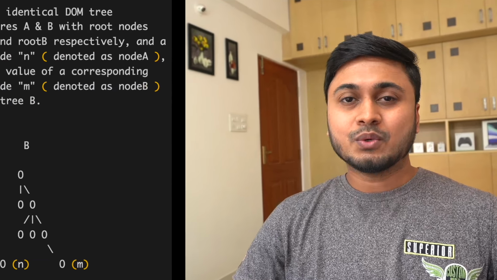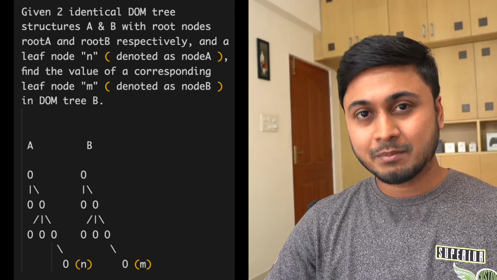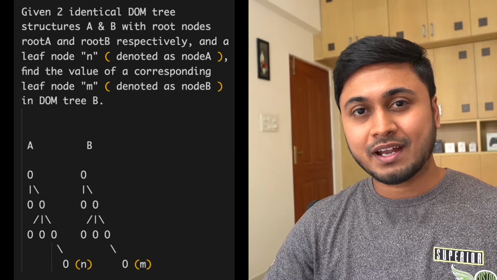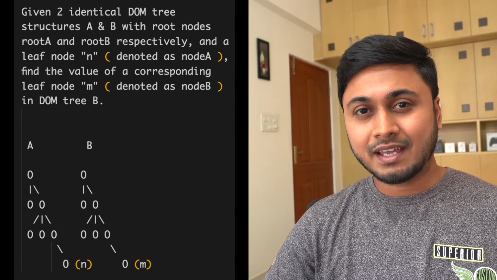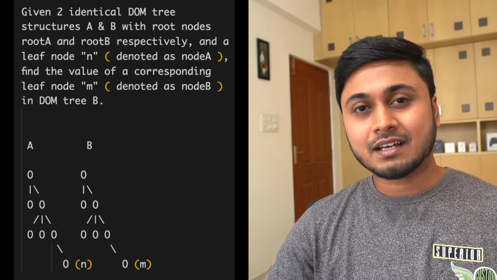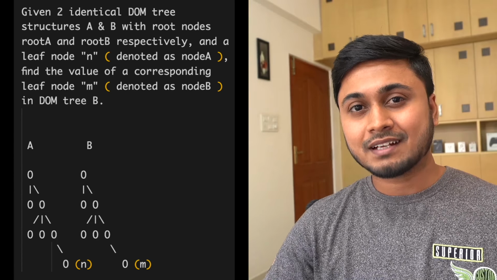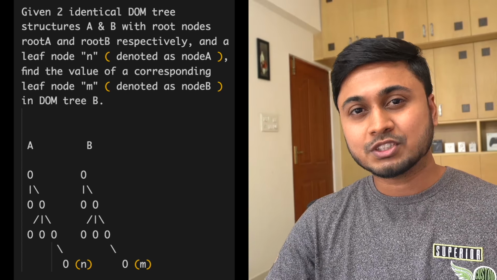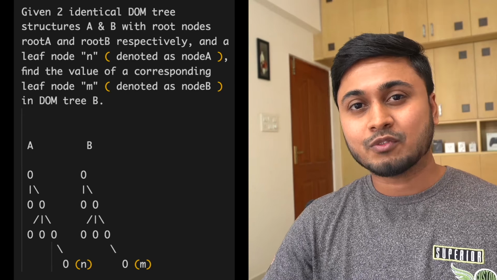Here's the question. You have been given two identical DOM tree structures, DOM tree A and DOM tree B, with root nodes A and B respectively. You've also been given a leaf node N, which is denoted by node A. Now this leaf node is the node of the DOM tree A. What you are expected to find is another leaf node in DOM tree B, denoted as node B, which is at the exact same position. And these two DOM trees are exactly identical, so the positions will remain the same. But we know the value of this node A, but we do not know the value of node B, which is what you need to find in this problem.